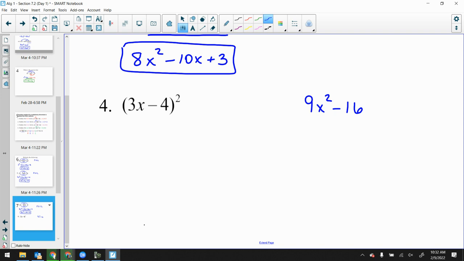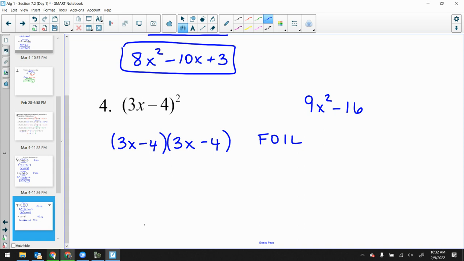Guys, what does squaring something actually mean? Timesing it by itself, right? 3x minus 4 times 3x minus 4. So doesn't this lend itself to the FOIL method? Right? I have a binomial times a binomial. So let's do it.